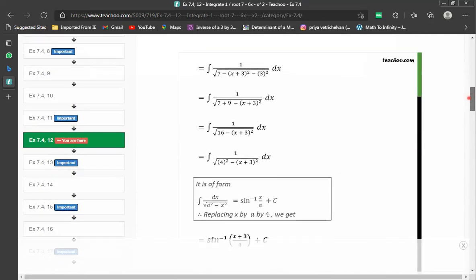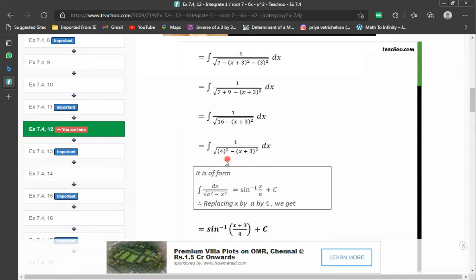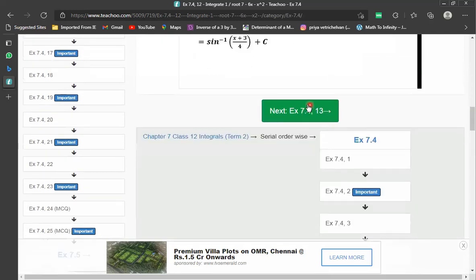Same, this question is also in the same form, but over here you do have a square minus x square. So we have to express this in the form of sine inverse of x by a. Okay?